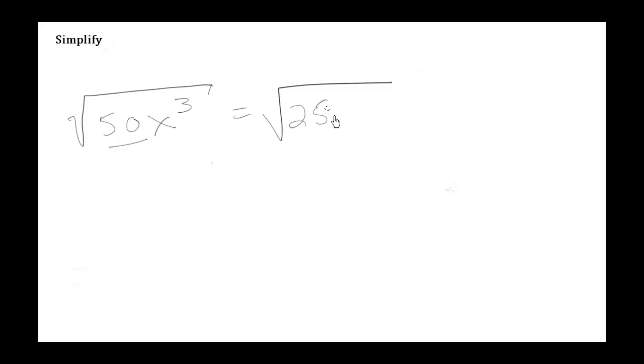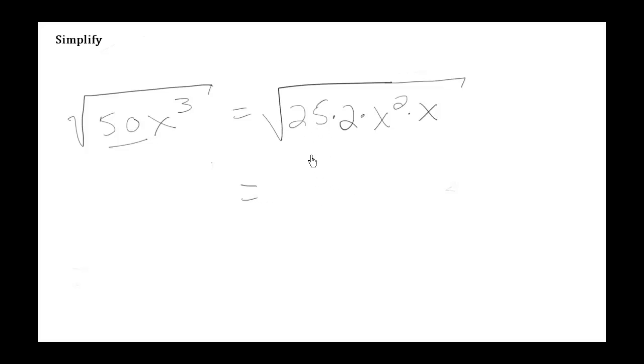Alright, let's try to simplify this. I've got the square root of 50x cubed. Okay, square root, so I'm looking for perfect squares. For the number, no big deal. 50, is there a perfect square in 50? Yes. It's 25 times 2. We're going to do the same thing with the x's. We're going to split up the perfect squares and leftover stuff. So I can rewrite x cubed as x squared, there's my perfect square, times an x.